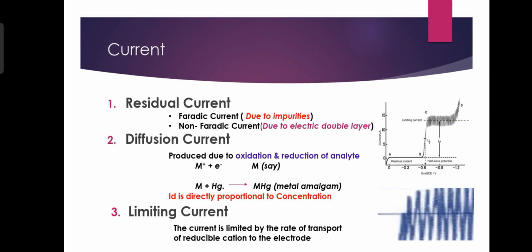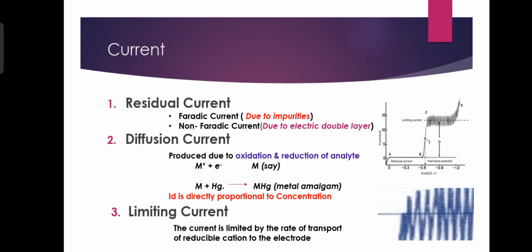Next is our current. In polarography there are three types, or we can say four types of current, as the residual and migration currents are not taken into consideration, so I neglect the migration current. First is our residual current. It may arise due to impurity or due to the electrical double layer, where Faradaic and non-Faradaic current may be produced, and we will not take it into consideration, because this current will not affect our solution.